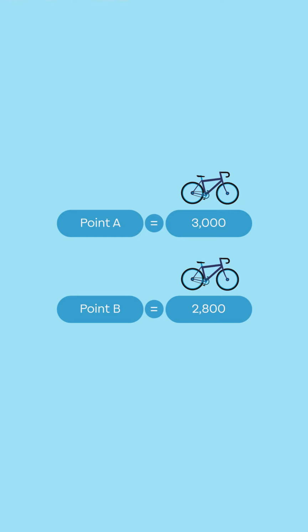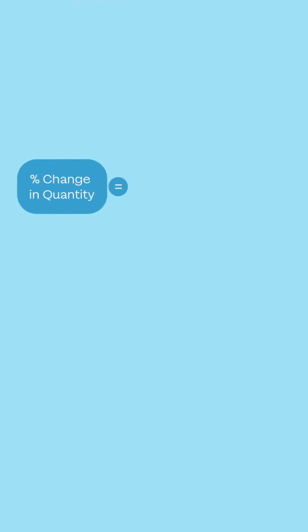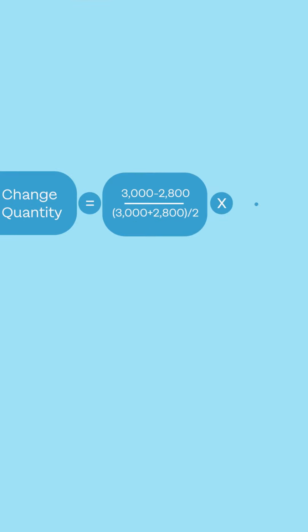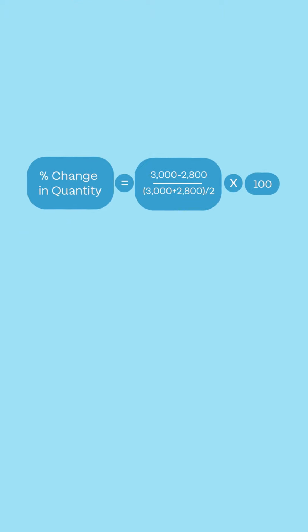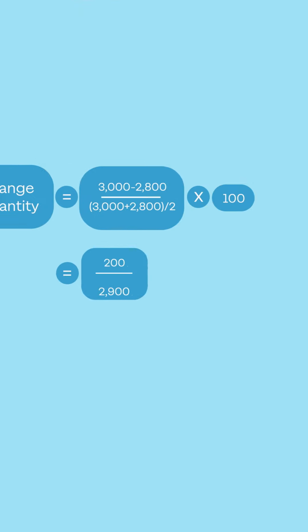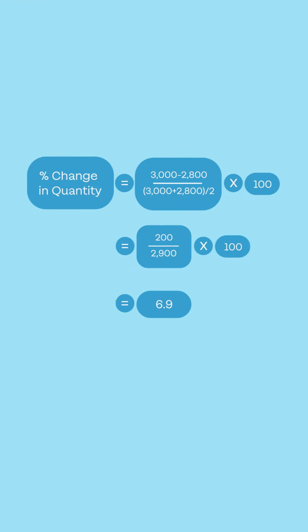Let's find the percentage change in quantity. The quantity of B is 2,800 bikes and the quantity of A is 3,000 bikes. You would first take 3,000 and subtract 2,800 from it to get 200. You would then add 3,000 bikes to 2,800 bikes to get 5,800, and then divide that by 2 to get 2,900. To get the percentage, you divide 200 by 2,900 and multiply that by 100 to get a change in quantity of 6.9%.